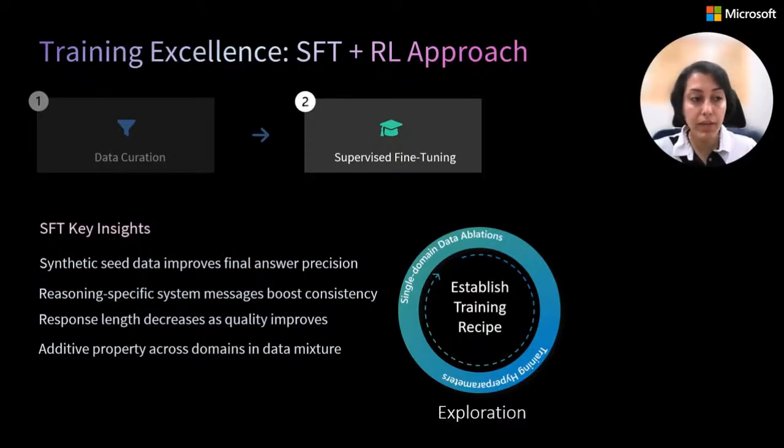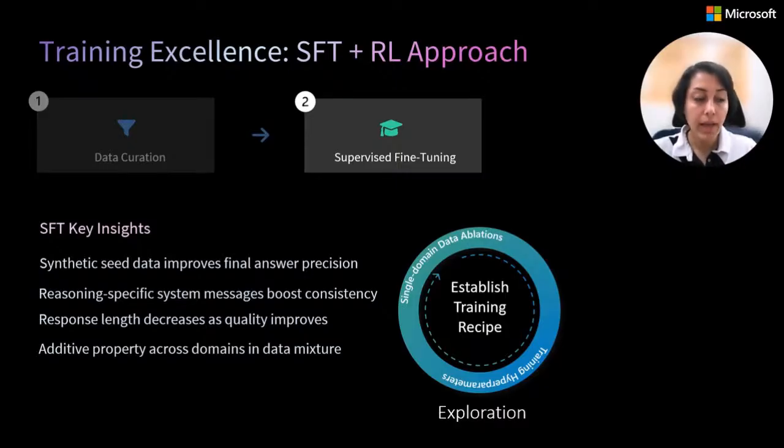And we had a couple of key insights during our explorations, which is that synthetic data actually improves the final answer precision a lot, and we find it to be very helpful, as we have outlined in the technical report as well. And we noticed that reasoning-specific system messages actually boost the consistency and performance of the model. And that is why in the model card, we actually suggest a system prompt that the model has been trained with and encourage everyone to consistently use that specific system prompt. And we also noticed that as the model becomes better and the quality improves, the response length decreases as the thinking process becomes more efficient and coherent.